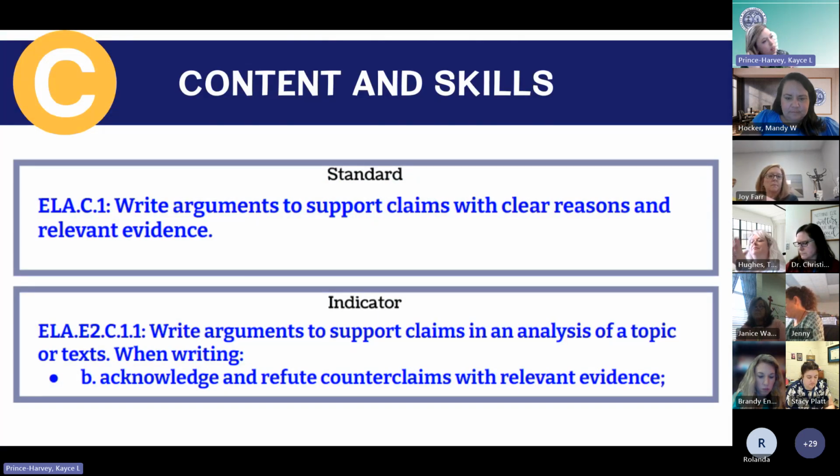So we're starting with the C in our cross-check, which is the content and skills, where I've selected the standard and then the indicator. So our overall end of academic learning expectation here that we've selected is C1, which is write arguments to support claims with clear reasons and relevant evidence. When I look at the grade level indicator I want to focus in on, I've got English 2 C1.1. So that's write arguments to support claims in an analysis of a topic or text.